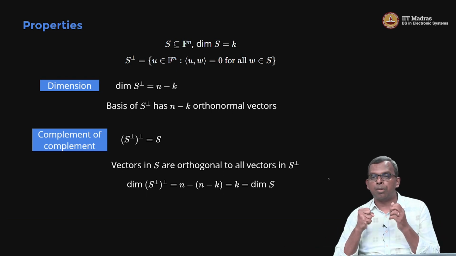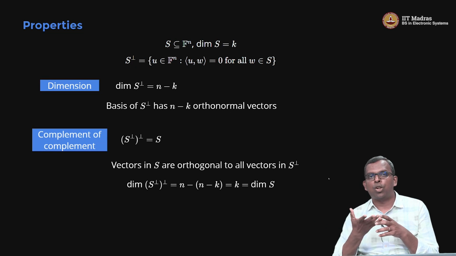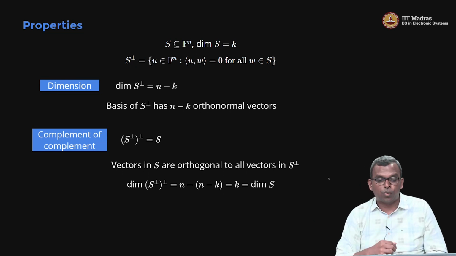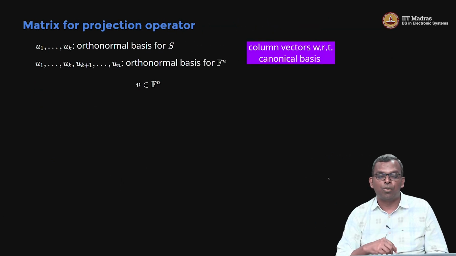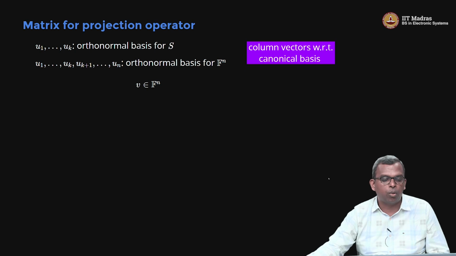So now we know given a subspace S, if I find an orthonormal basis for it, I can extend it, take the remaining ones, and find an orthonormal basis for the complement. Now, what do I put this to use for? I can use it in projection beautifully. In fact, I can find a matrix for my projection operator. Okay, how do I do that? This is how you go about doing it. Let's say u1 to uk is an orthonormal basis for S, and I've extended it to find an orthonormal basis for Fn. I'm going to think of all of these as column vectors.